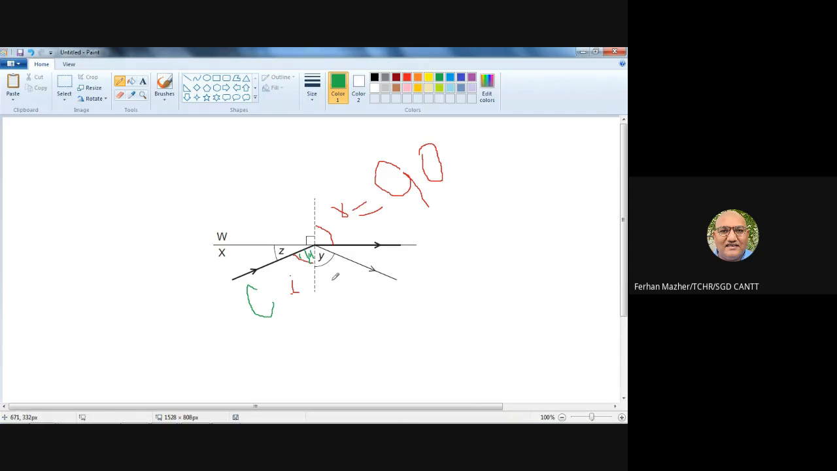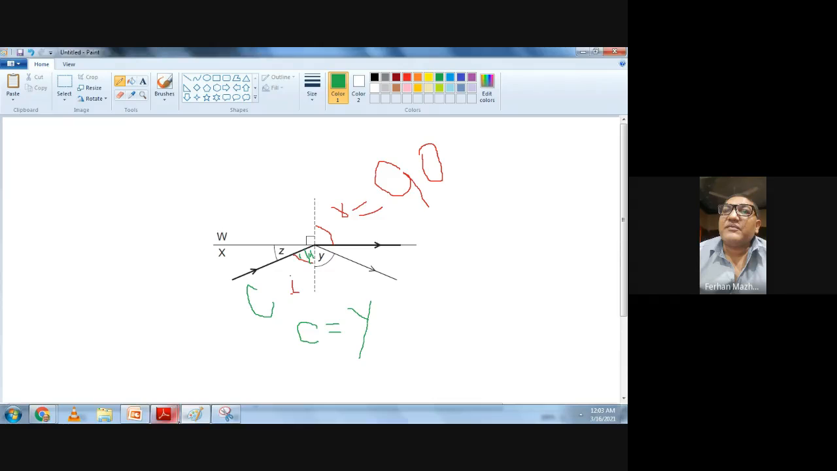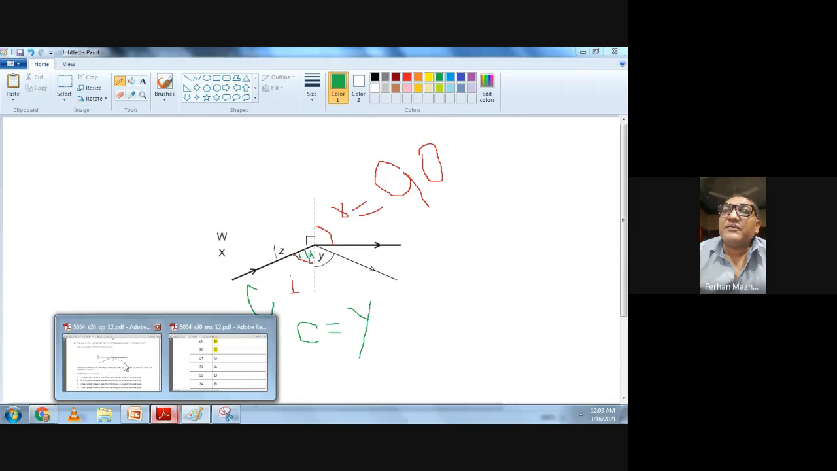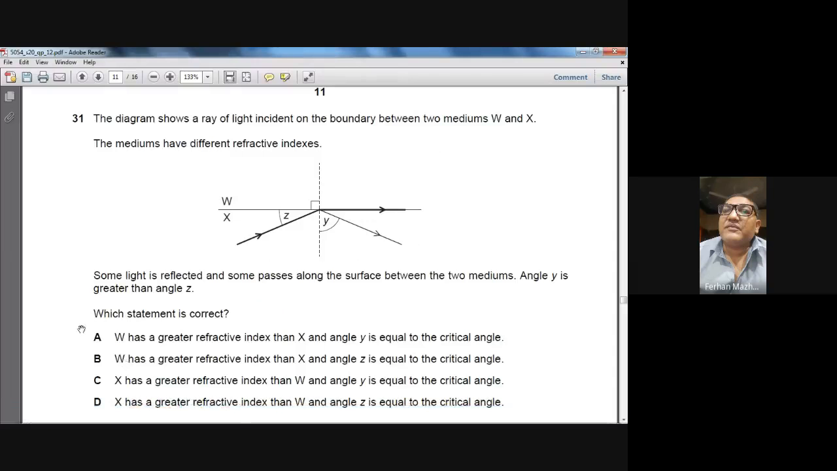And I know that this and this are equal, so the critical angle is equal to Y. Now I'll read the statements again. I'm just looking at the C option. X has a greater refractive index than W, that is a must for total internal reflection. The light must be traveling in a dense medium, and from there it should enter into a rare medium, then the total internal reflection can take place. And the angle Y is equal to the critical angle, that is true.